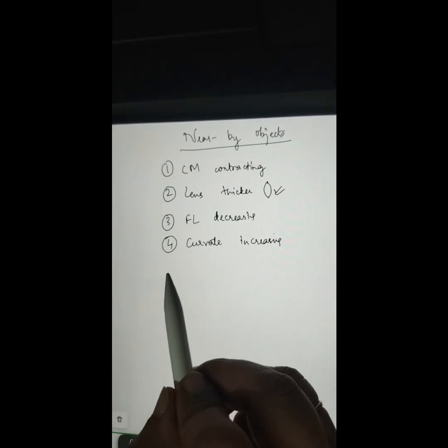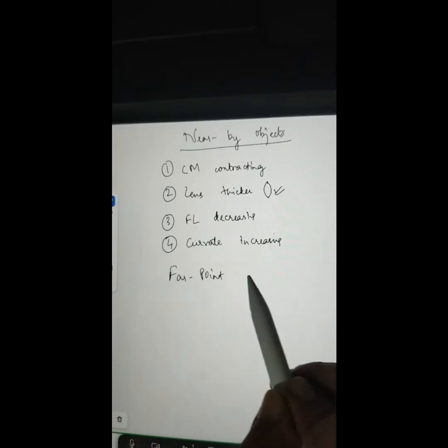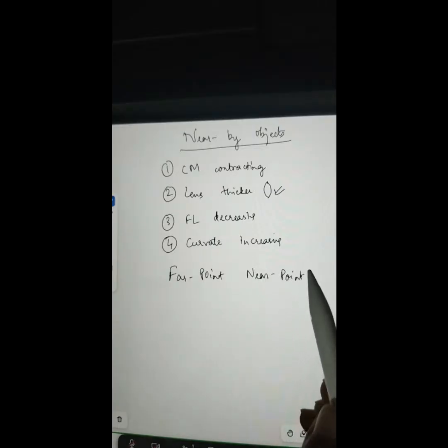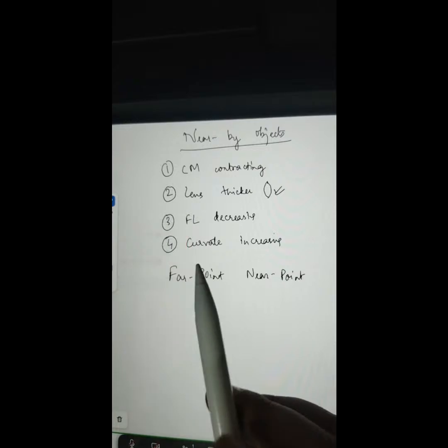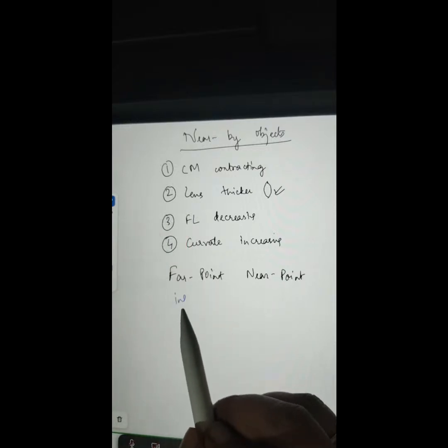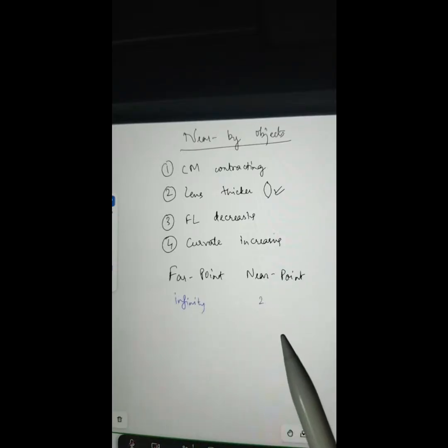As we move ahead, we need to know the far point as well as the near point. Far point means how far your eye can see. So in case your vision is normal, then your far point is infinity. And your near point means how close you can bring the object so that you can identify the two objects distinctly. It is 25 centimeters for a normal eye if the vision is correct.